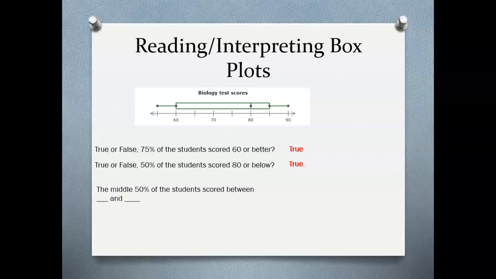The middle 50% of the students scored between blank and blank. Well, the middle 50% is the part inside the box. So the middle 50% of the students scored between 60 and 85. What percentage of the students scored below 60? So again, let's see where 60 is. Here's 60, and below is this way. So it's just the one whisker, so that's 1/4 or 25% of the students scored below 60.